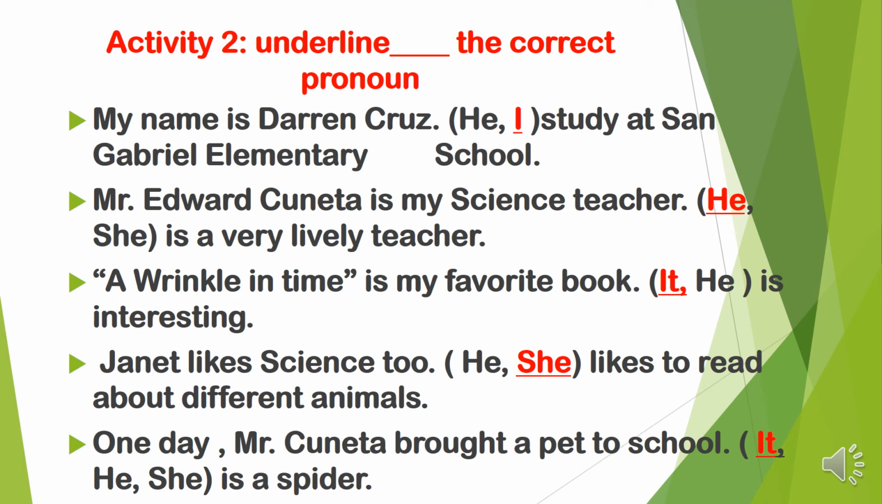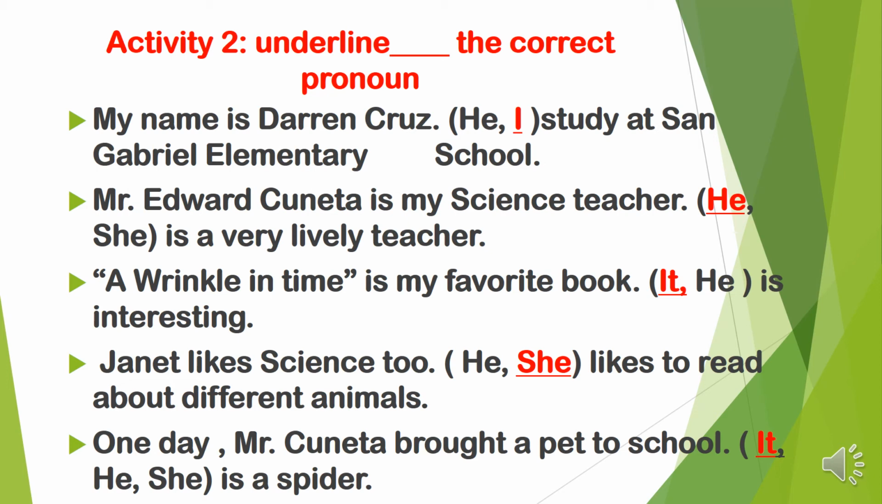Next activity, my dear viewers, is we're going to underline the correct pronoun. So for example, number one, we have here sentences, class. My name is Darren Rose. Choices are he or I. I study at San Gabriel Elementary School. So since we're referring to Darren Rose, why don't we use he? Because, class, the next verb is study.